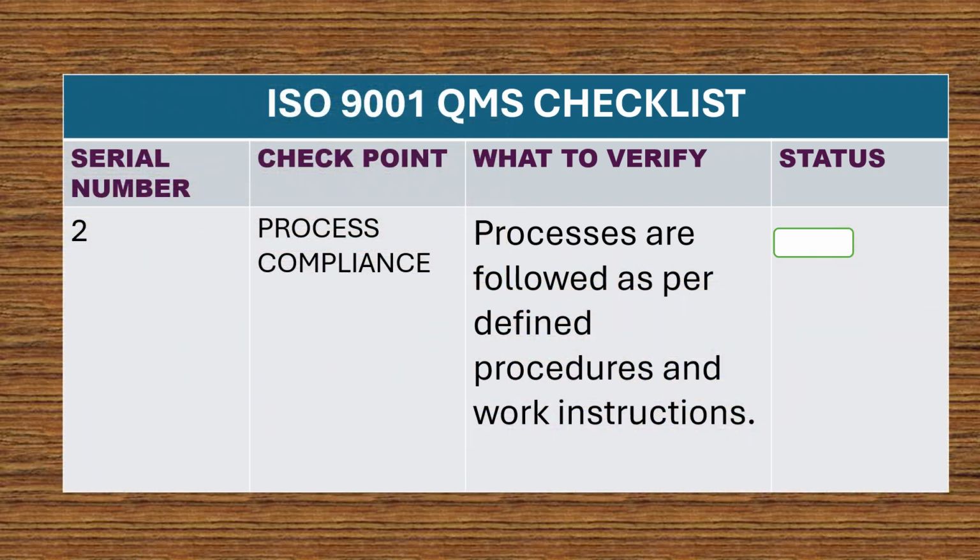The next serial number is process compliance. Then in process compliance, what to verify? Processes are followed as per defined procedures and work instructions.